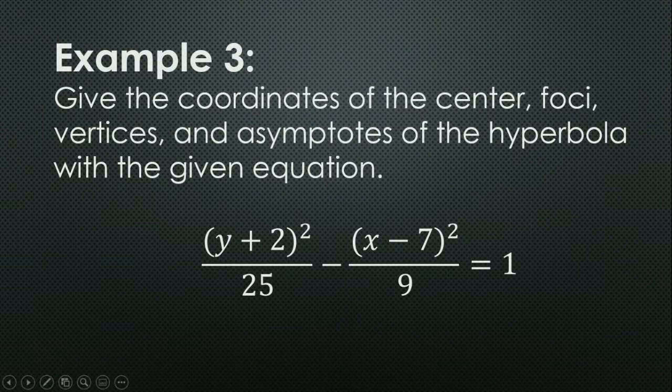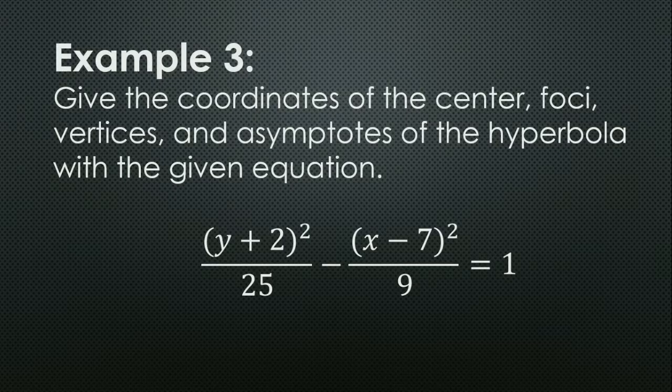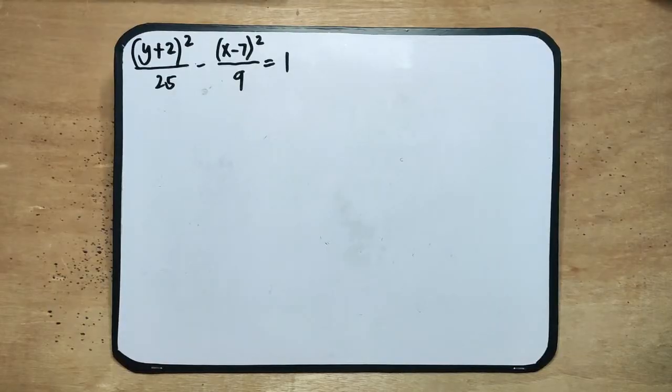Example number 3, give the coordinates of the center, the foci, vertices, and asymptotes of the hyperbola with the given equation. For the solution, watch this video. So in this example, we try to give the coordinates of the center, the foci, the vertices, and of course the line of the asymptotes of the given hyperbola y plus 2 squared all over 25 minus x minus 7 squared all over 9 is equal to 1.